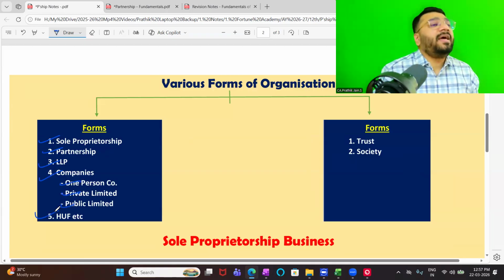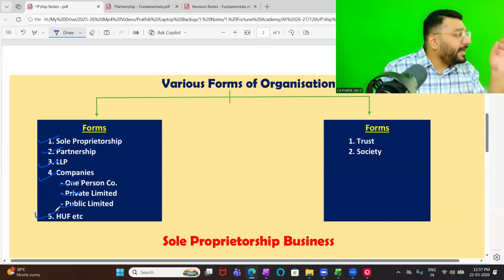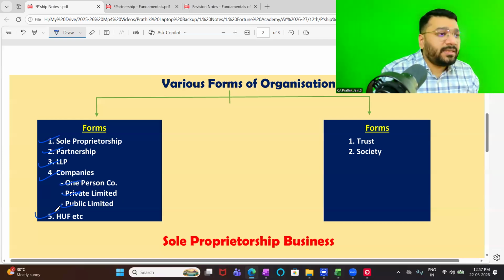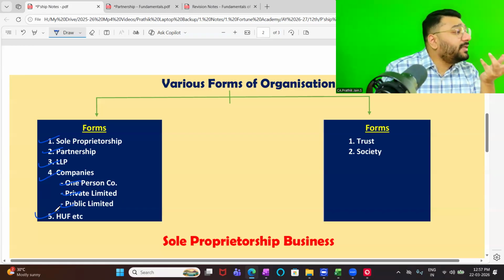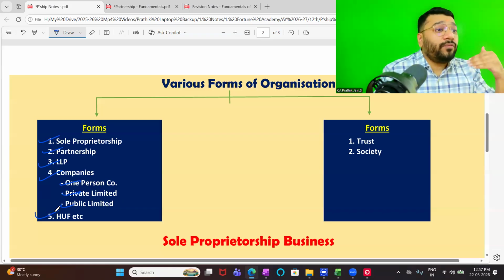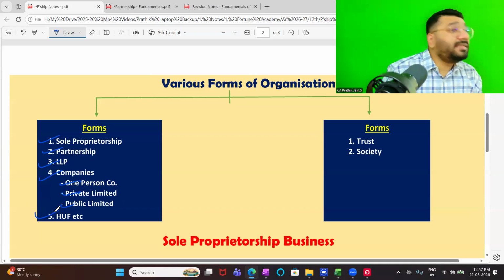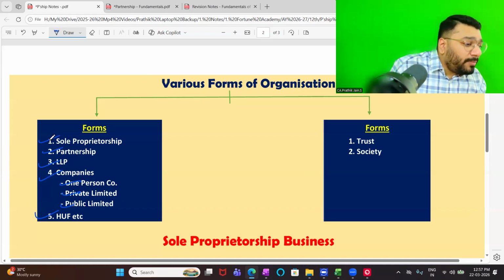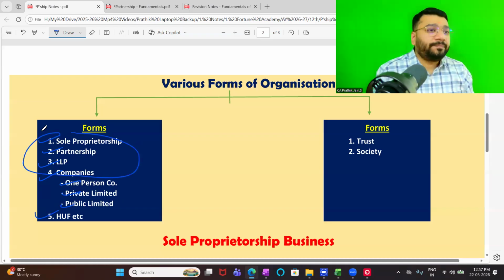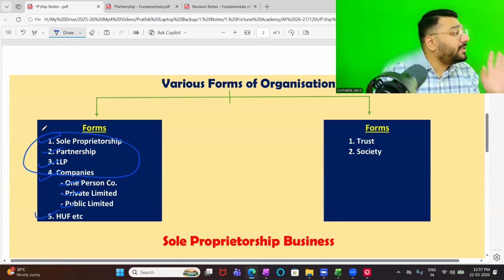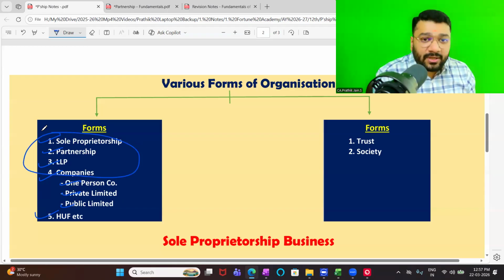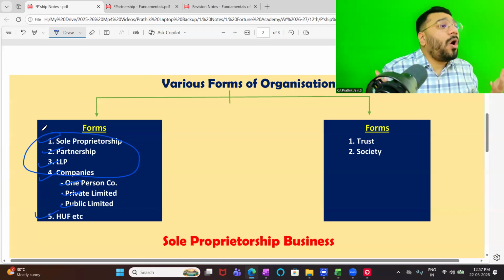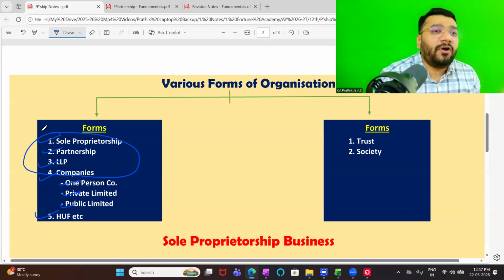And the fifth one is HUF. So in India, if your parents are doing business, you can ask them in what form or body they are operating. What is the structure of the business? Is it a sole proprietorship concern? Is it a partnership concern? Or is it a company? Most probably it should be one of these 4. Even tomorrow when you do business, you will have either a sole proprietorship concern, partnership concern, LLP or company.